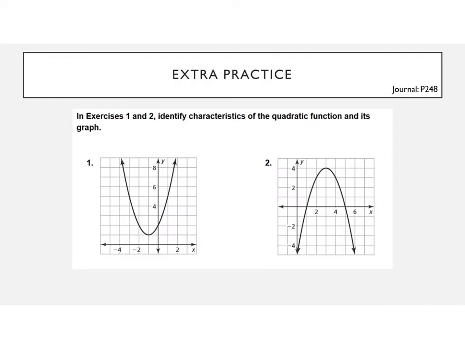All right, we are on page 248 of your journal, and we're just going to identify the characteristics about these two graphs. So for characteristics, one of them can just be which way does it open. So for number 1, does that open up or down? We're going to say that it opens up. And what about number 2? Does it open up or down? Okay, we're going to say it opens down.